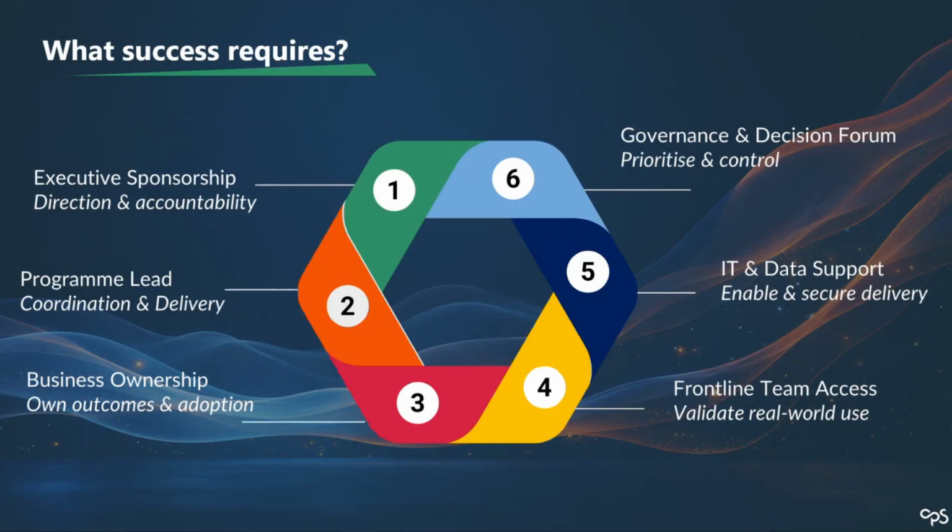I laughed a bit about on one of the previous word clouds and the sponsor changing their mind. So yes, we need direction and accountability. Probably also need a sponsor that's going to stick to the original scope of what it was that they were sponsoring. We then need a solid program lead. So we need somebody to coordinate and deliver this piece of work or this change. We need to have some business ownership. Somebody needs to own the outcomes and the adoption of this tool.